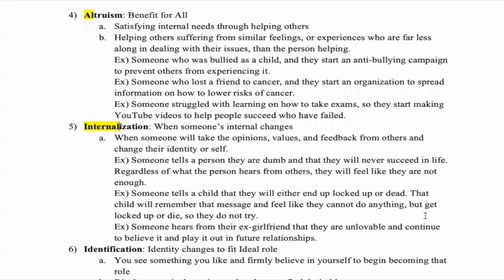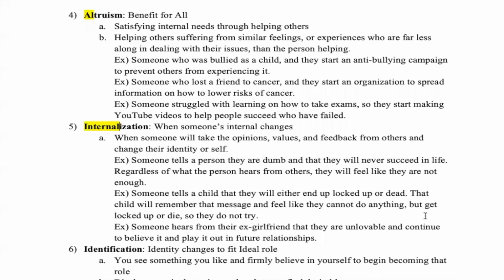Someone tells a person that they are dumb and that they will never succeed in life. So, regardless of what the person hears from others, they will feel like they are never enough, regardless of what they accomplish, based on the fact that internalization is where somebody is going to internalize the words of what other people have told them and view themselves through the perception of the people that have demeaned them in the past.